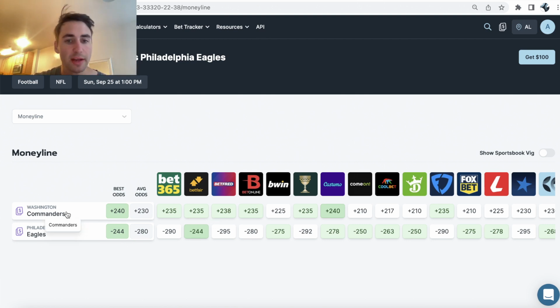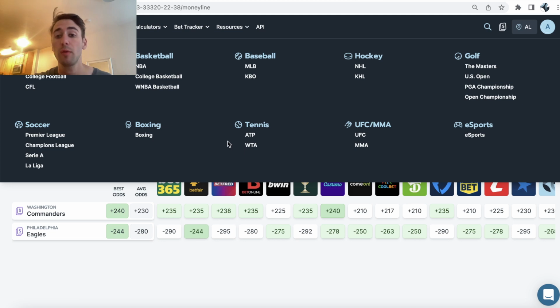So, Commanders are best offered at plus 240 on Kasumo, which is a Canadian sports book. Eagles best offered at minus 244 on the Betfair exchange. So why is this valuable? Why is this so valuable as a sports bettor, to look at market data? This is completely free with OddsJam.